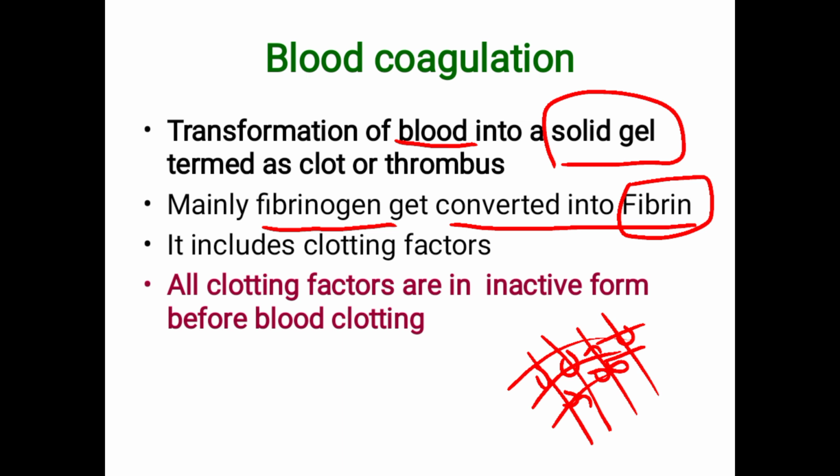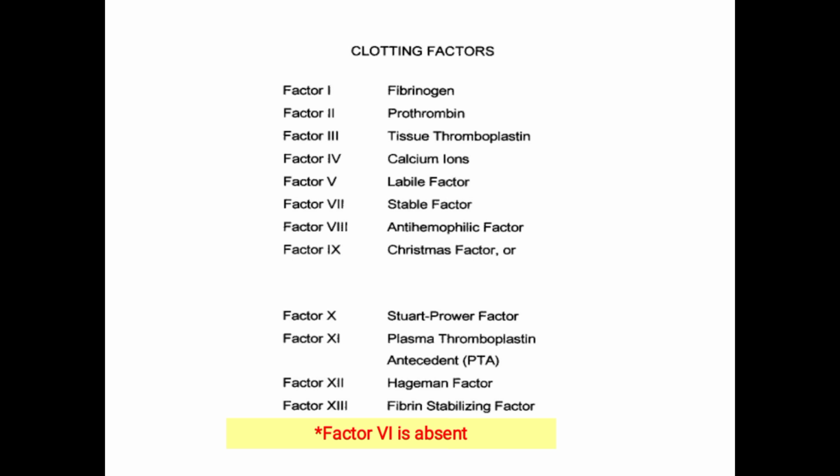So one thing here, as I told, there are 13 clotting factors present in the blood. All these clotting factors are inactive. Okay, all the clotting factors are inactive. Whenever there is a cut or a wound in the blood vessels, only at that time these clotting factors become active. Otherwise, what will happen? The clotting will take place within the circulation, right? And that clot will block the further movement of the blood.